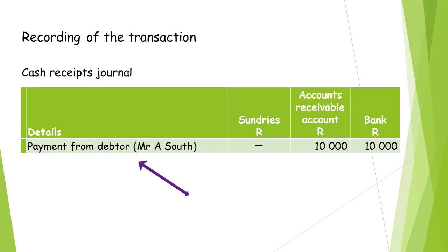The reason for providing the name of the debtor is that the transaction will also have an effect on the individual debtor's account in the debtor's ledger. 10,000 Rand will be recorded in the accounts receivable column as well as in the bank column.